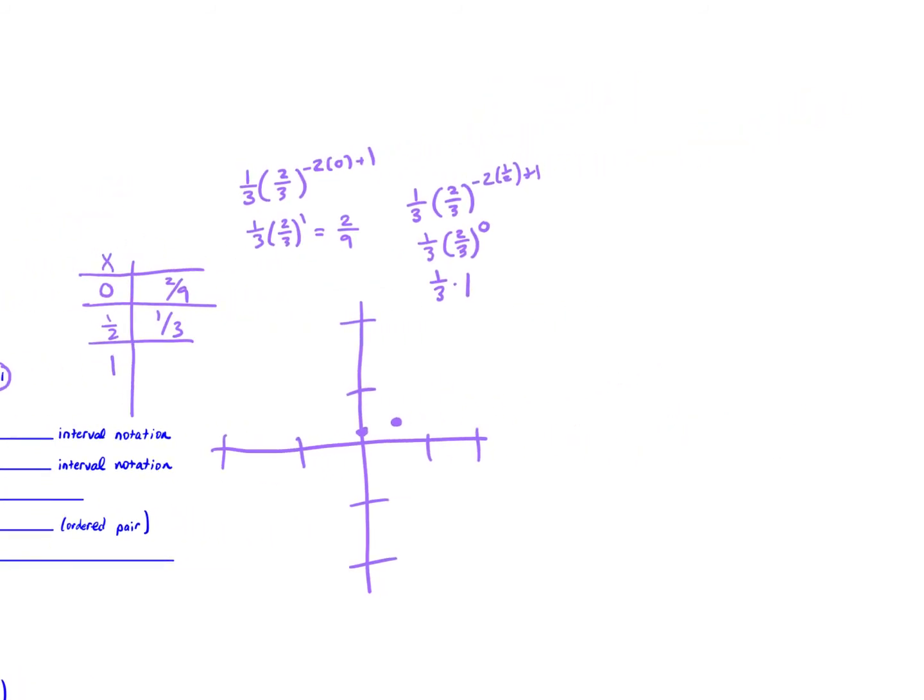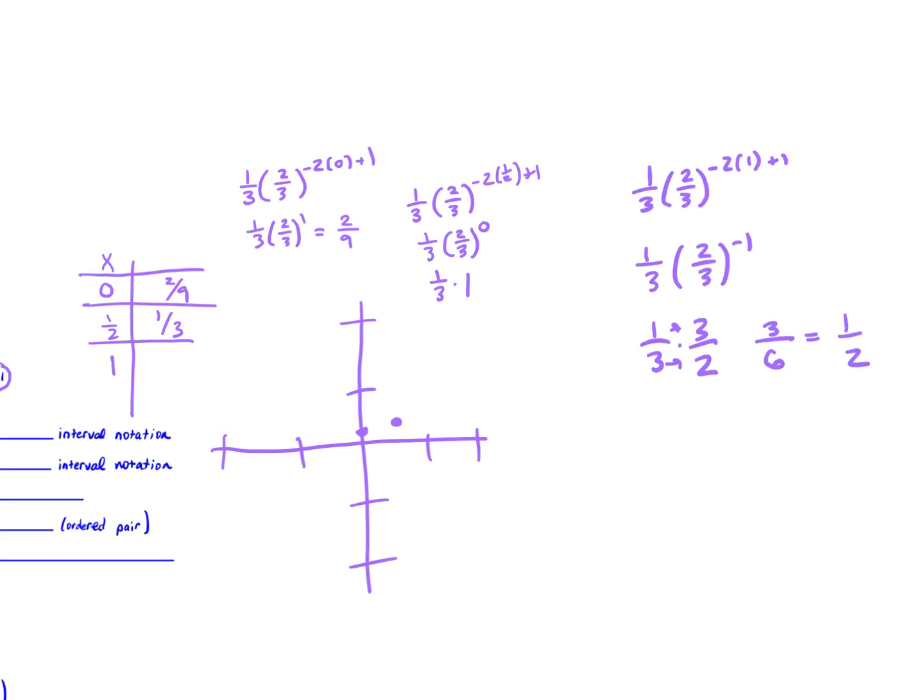Then I'm going to plug in 1. So I have 1/3 times 2/3 to the power of -2 times 1 plus 1. So this is 1/3 times 2/3 to the power of -1. What does the exponent of -1 do to the 2/3? Flips it. So instead of 2/3, it becomes 3/2. Now you multiply straight across. So this is 3 over 6, which is 1/2. So I plugged in 1 and got 1/2. So the next point would be at 1 and up 1/2. So my graph is going to look like this.